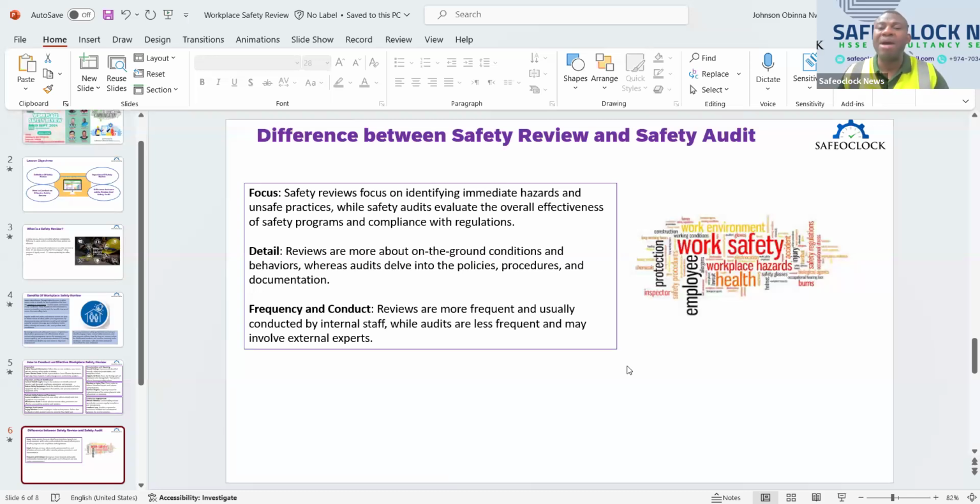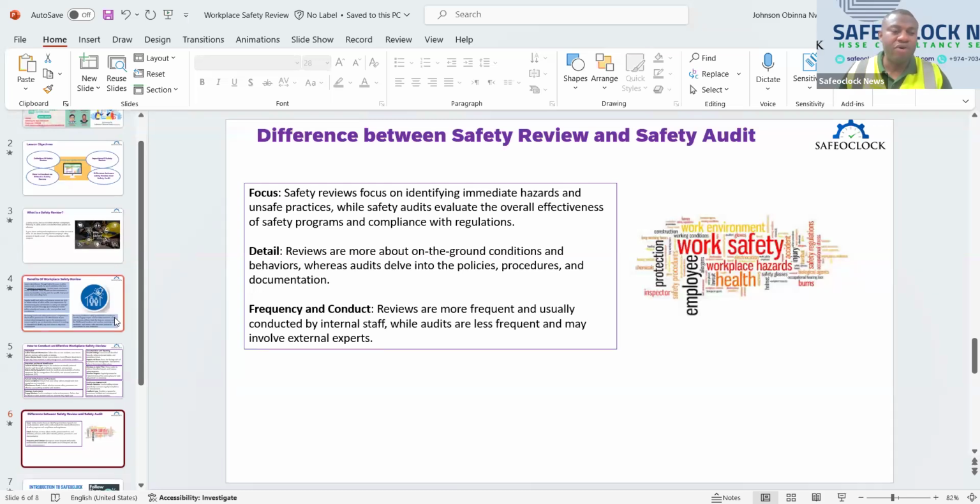Safety review might be conducted by an internal party, but in an audit, you might need external auditors in some situations. Now, frequency: an audit is not conducted every week or every month or more frequently, but a safety review can be conducted as frequently as possible. So these are some of the differences between audit and safety review from my own view and from my own perspective.